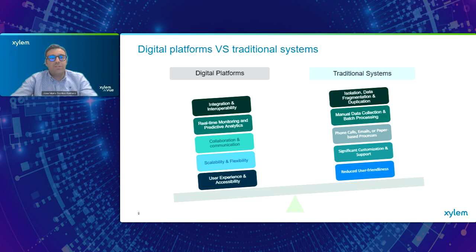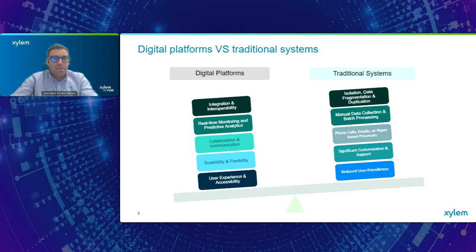We can mention here differences in integration and interoperability, real-time monitoring and analytics, collaboration and communication, scalability and flexibility, and user experience and accessibility. Okay? The bottom line is that digital platforms represent a paradigm shift in how water utilities manage and leverage technology to optimize operations, enhance collaboration, and deliver value to customers and stakeholders. So by embracing this digital transformation, water utilities can overcome the limitations of traditional systems and unlock the opportunities for innovation and efficiency.